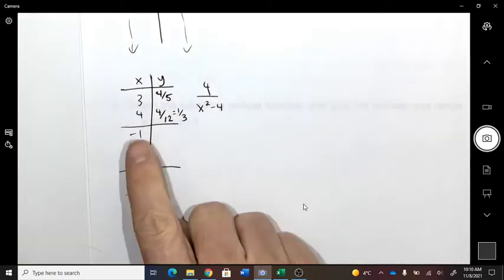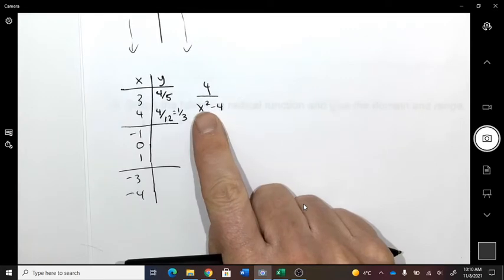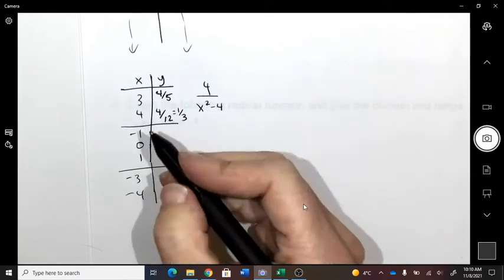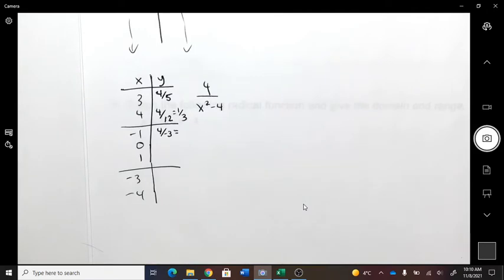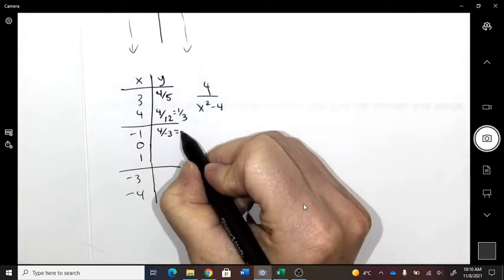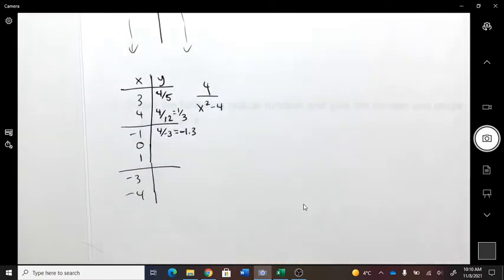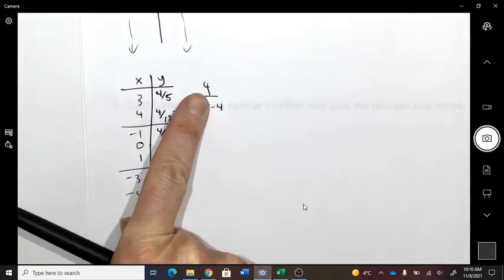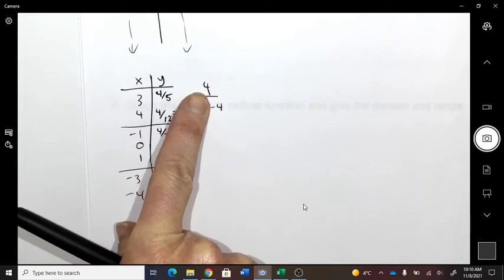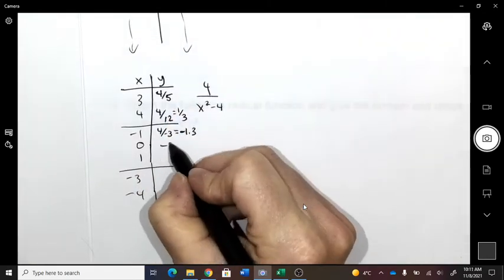Okay, negative 1 plugged in. So that makes positive 1, and then subtract 4 makes a negative 3. So actually maybe, for you, maybe you want to think of a decimal, that's fine. So this would be negative 1.3-ish. It's on a graph, so I'm not going to know where you're putting a negative 1.3 versus a negative 1.333. 0 plugged in. So if I cover that up, what's 4 divided by negative 4? Negative 1.